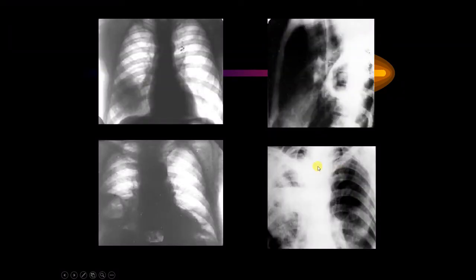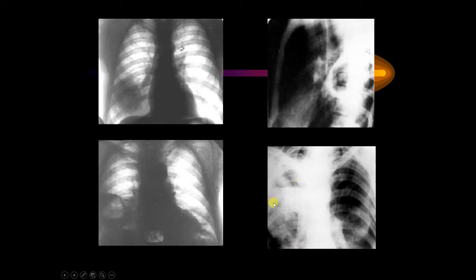On these pictures you can see how this situation looks on X-ray. Here you can see the infiltrating shadow of the abscess, and here you can see the capsule and the level of the fluid inside of the abscess.